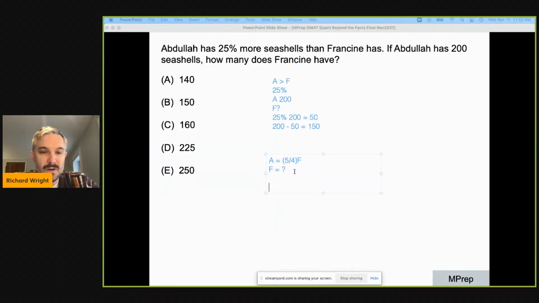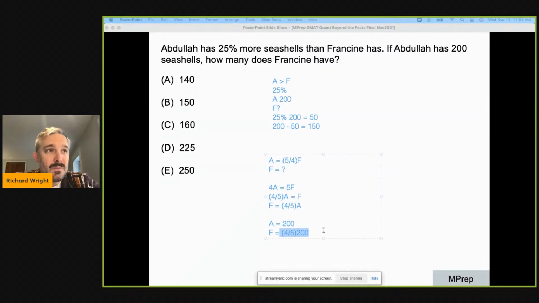I can start out by multiplying by 4, get rid of it on the bottom. So 4a equals 5f. Then I divide by 5. So now I have 4/5 of a equals f. Okay, so I'm just going to rewrite that. Now it looks like my question mark. The problem is I need a number here, right? Well, luckily I have one more piece of information, a equals 200. So now I can just plug this in and solve. 4/5 times 200.